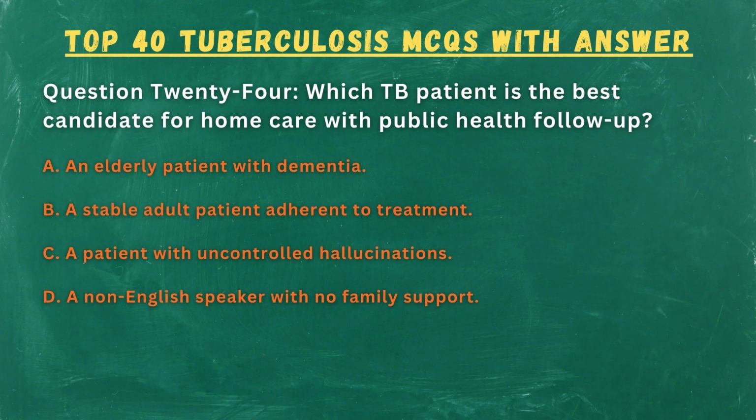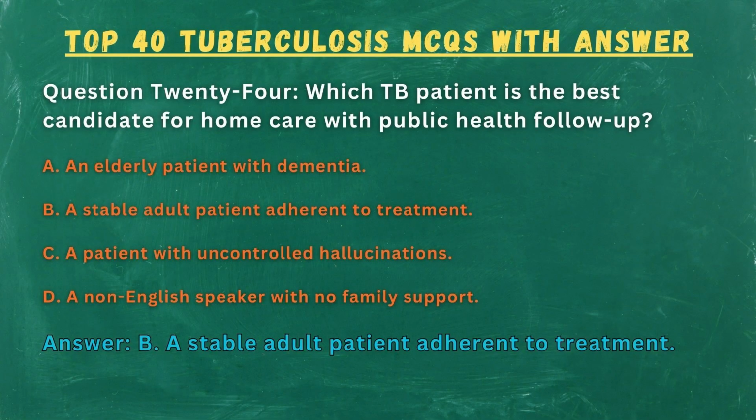Question 24. Which TB patient is the best candidate for home care with public health follow-up? A. An elderly patient with dementia. B. A stable adult patient adherent to treatment. C. A patient with uncontrolled hallucinations. D. A non-English speaker with no family support. Answer: B. A stable adult patient adherent to treatment.